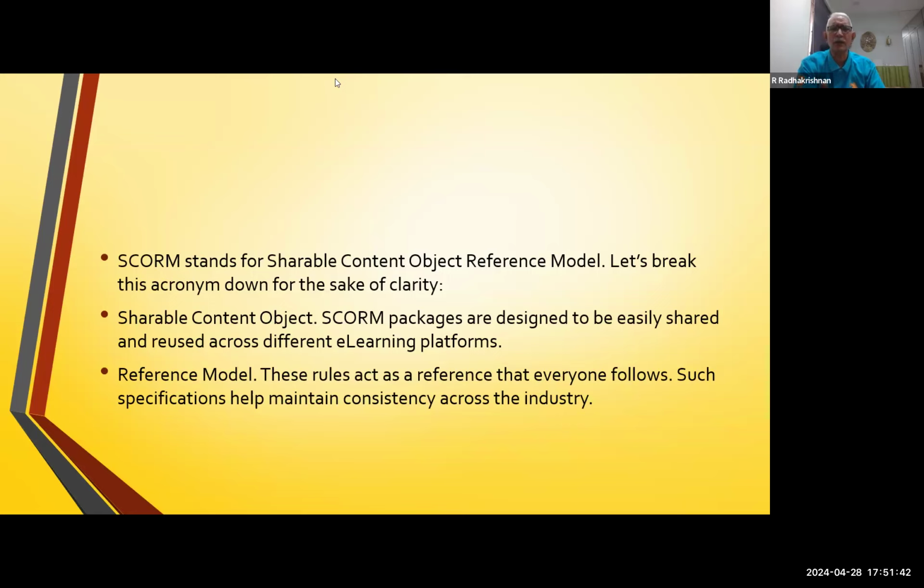Second thing, reference model. Reference models are the rules, which act as a reference that everyone will follow. Such specifications maintain consistency across the industry. That is because it is a standard rules which everybody will follow, and it will have a consistent learning across the industry.